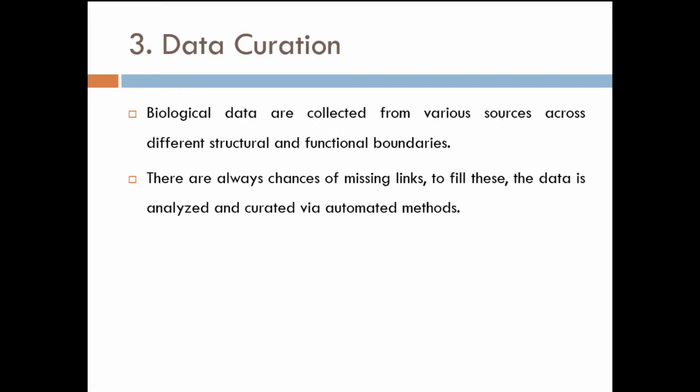Since researchers throughout the world are working on different platforms, in different organizations, in different laboratories, there is data heterogeneity. Since the biological data are collected from various sources across different structural and functional boundaries, there is always a chance of missing links. Some missing links may be there, and those missing links can be filled by analyzing the data and by curation via automated methods. So data curation is another characteristic of the biological database.